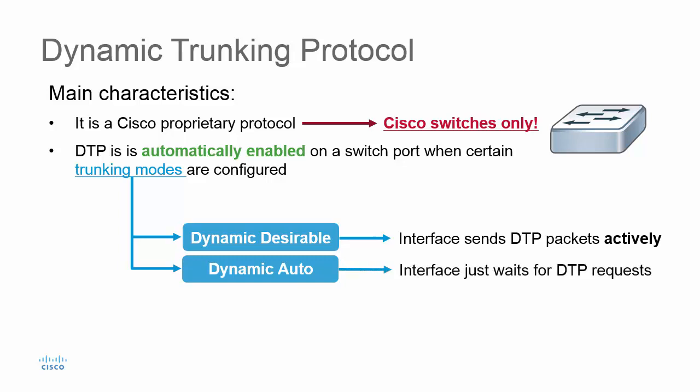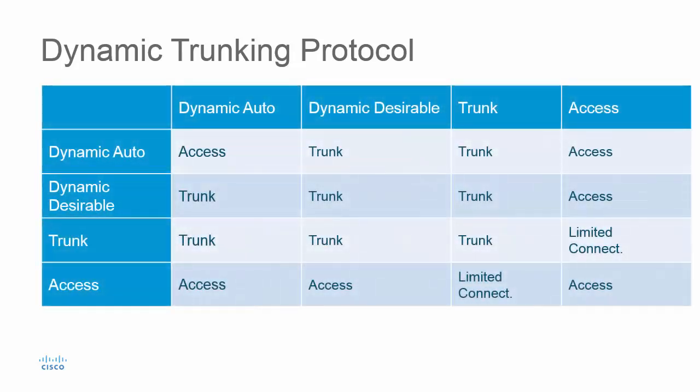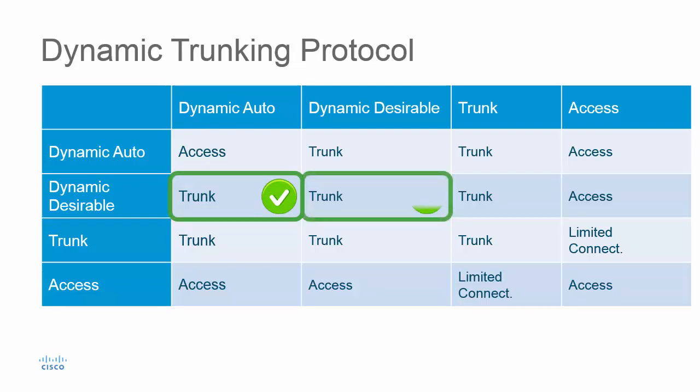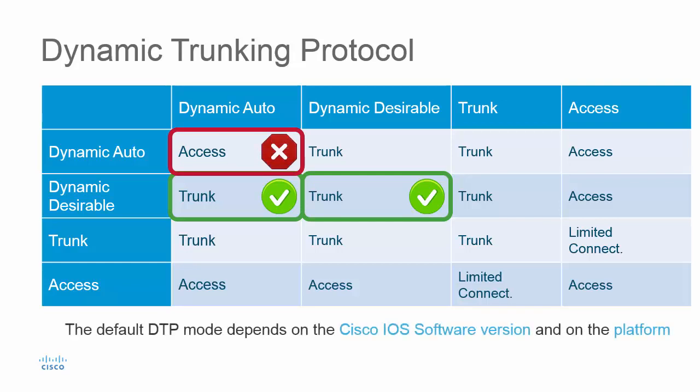For example, if one end is configured for the Dynamic Auto mode and the other for the Dynamic Desirable mode, a trunk gets established. If both ends are configured for Dynamic Desirable mode, a trunk gets established as well. But on the other hand, a trunk doesn't get formed when both ends are configured with the Dynamic Auto mode. The default DTP mode depends on the Cisco IOS software version and on the platform. Usually, it's the Dynamic Desirable mode.